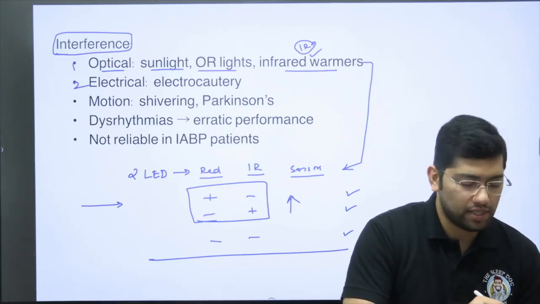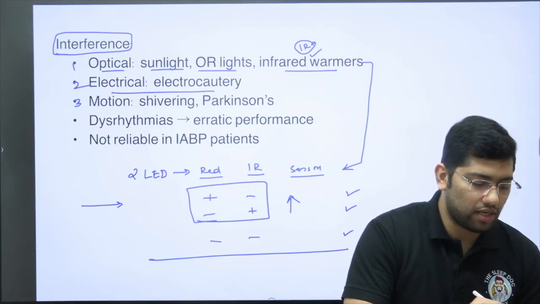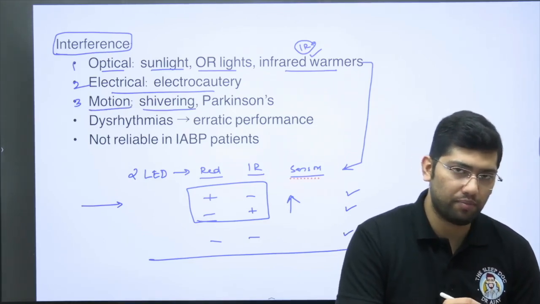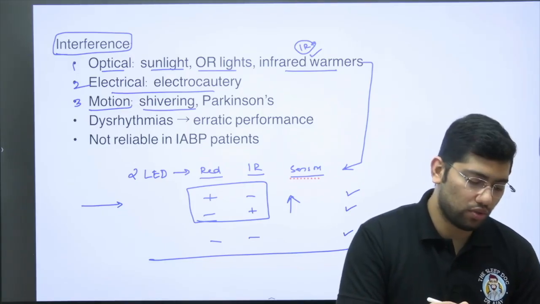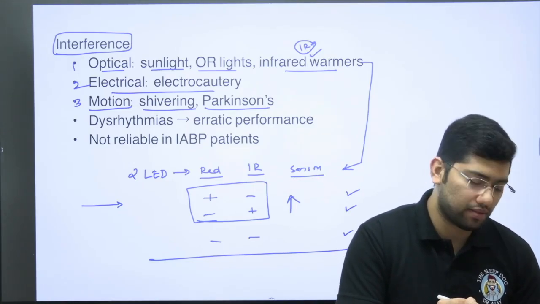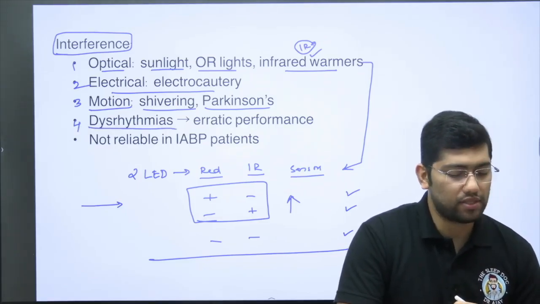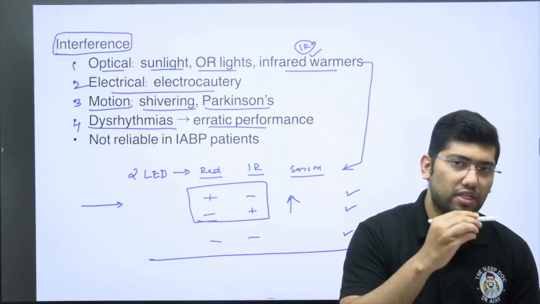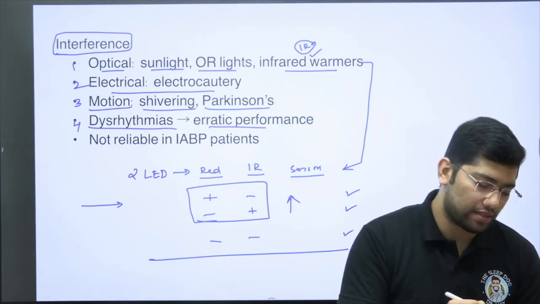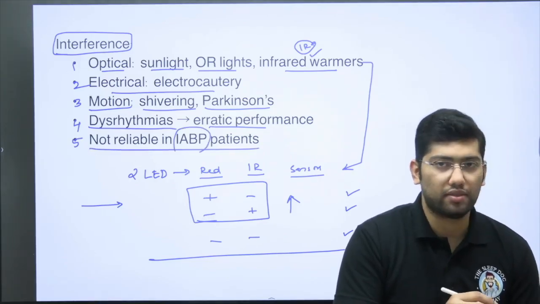The second interference is electrical, which is from electrocautery. And the third interference is motion. That is when the patient has shivering due to hypothermia or the ambient OT temperature is too low, or in cases of Parkinson's disease where there are tremors. Now, in cases of dysarrhythmias, the pulse oximeter can have erratic performance because it is not able to have a consistent plethysmographic analysis. Then, it is not reliable in IABP patients.